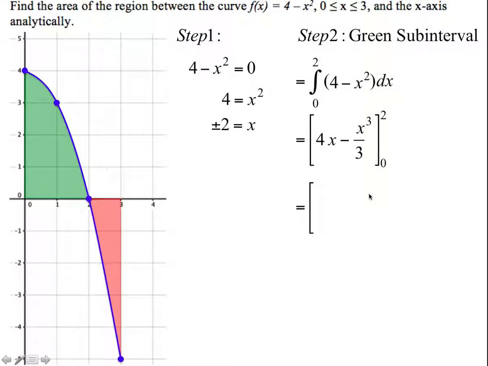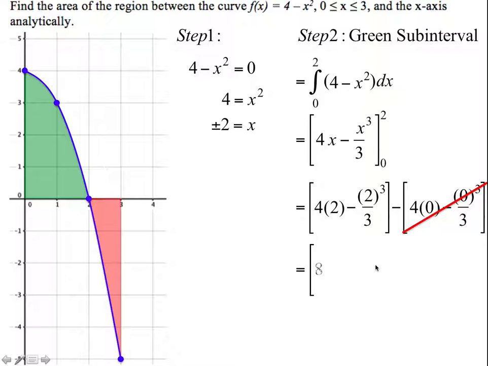So plugging in 2, we get 4 times 2 minus 2 cubed over 3. And then plugging in 0, we get 4 times 0 minus 0 cubed over 3. So we notice that the entire right hand side, the lower limit value, is 0. So we can ignore that since all that makes 0. Evaluating this gives us 8 minus 8/3.